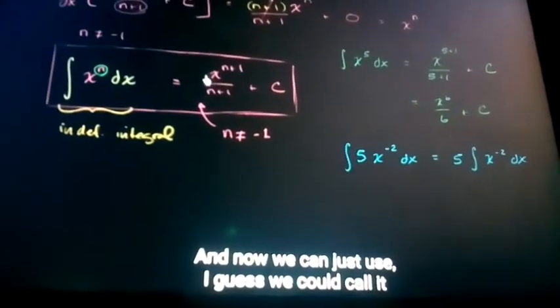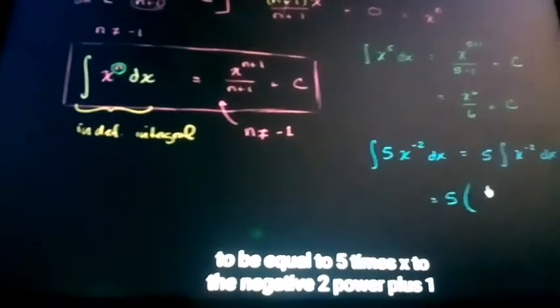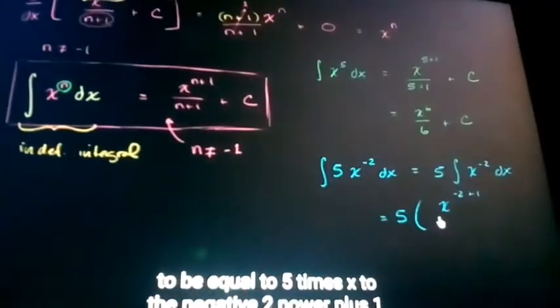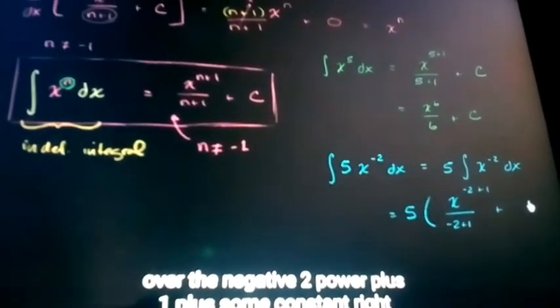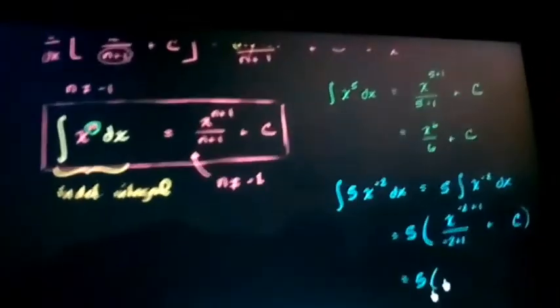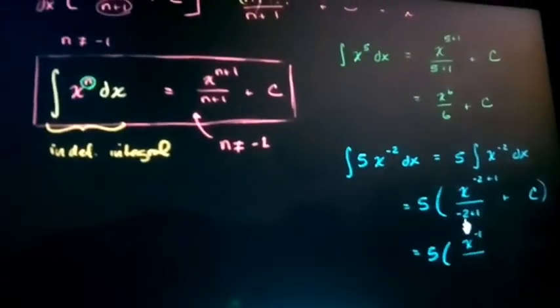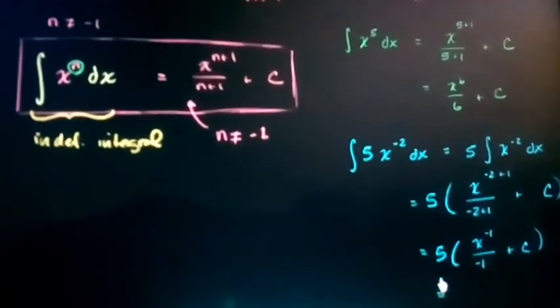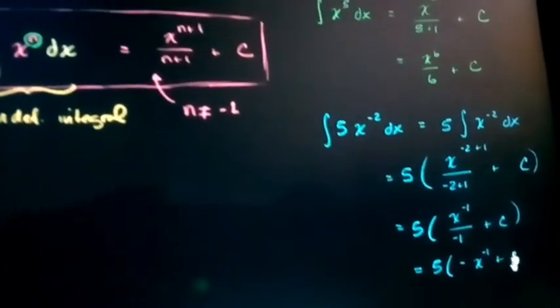And now we can just use, I guess we can call this anti-power rule. So this is going to be equal to 5 times x to the negative 2 power plus 1 over the negative 2 power plus 1 plus some constant right over here. And then we can rewrite this as 5 times, negative 2 plus 1 is negative 1, so x to the negative 1 over negative 2 plus 1, which is negative 1, plus some constant. And this is equal to 5 times negative x to the negative 1 plus some constant.